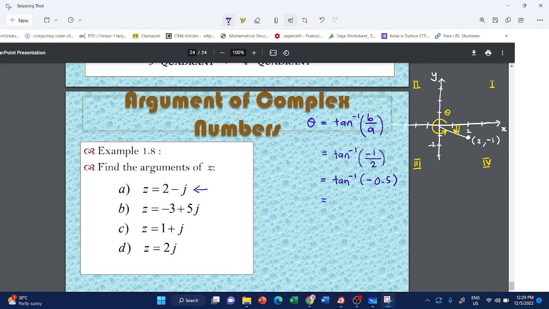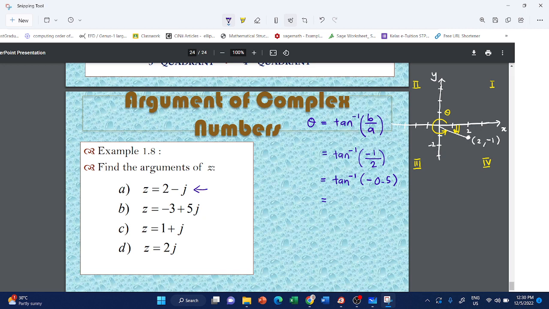Okay, so we have to evaluate. First thing, before you put in this inverse tangent, you see this is tangent to the power of negative 1. It looks like a power, but it doesn't mean power. The meaning is inverse tangent. So inverse tangent is on your calculator. Before you key in this value, you need to make sure your calculator setting is D, meaning degree, because we want the answer in degrees.